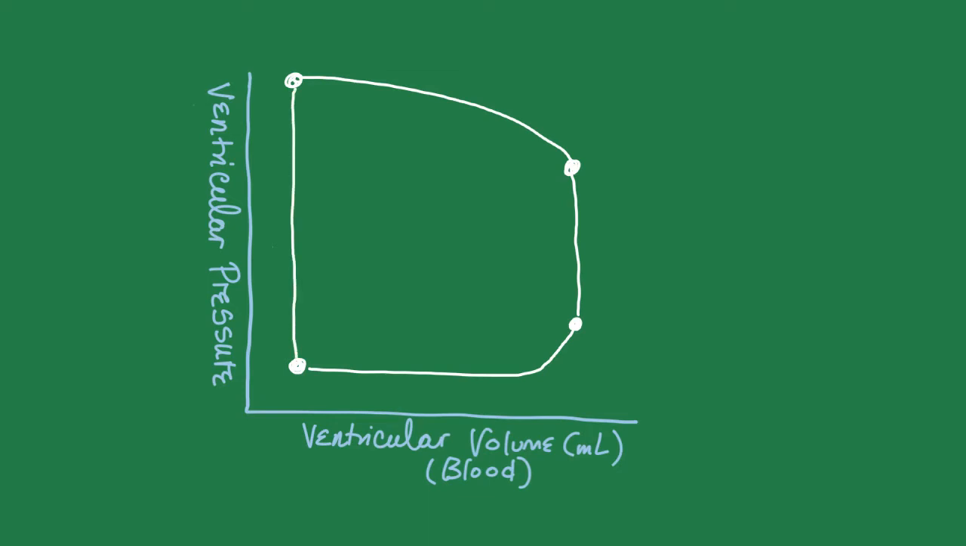The dot on the lower left corner is A, and that is AV valves open. B is AV valves close. C is SL valves open, and D is SL valves close. Between A and B is when the ventricles are filling up with blood, because at B the AV valves close. The ventricular filling is complete. So from A to B represents ventricular filling.